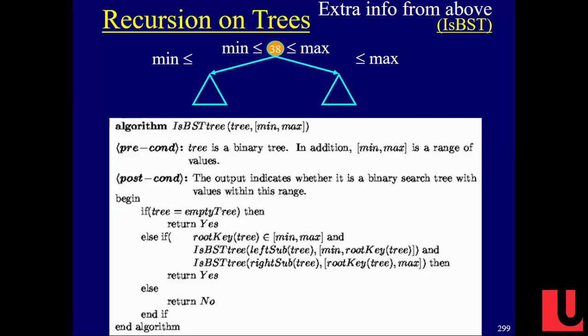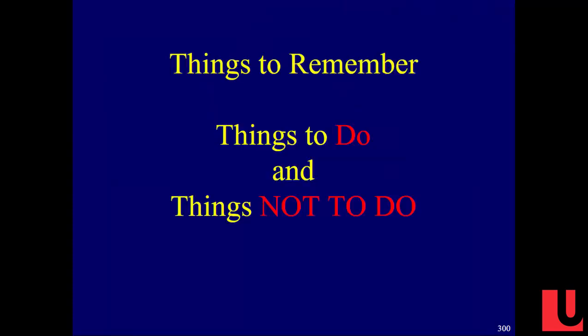Is it a binary tree between this and this? And how do I do it? I first test, is the root in the right bound? And then I ask my friend, hey, are you a binary search tree between the min and the root? And are you a binary search tree between the root and the max? And that solves the problem. And if you didn't quite get it, it probably doesn't matter.